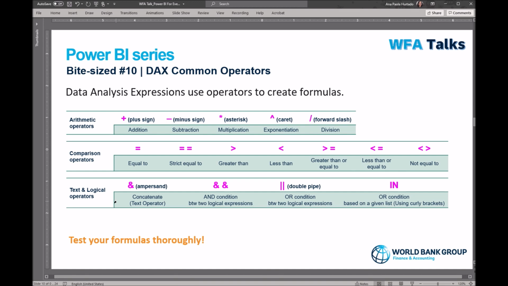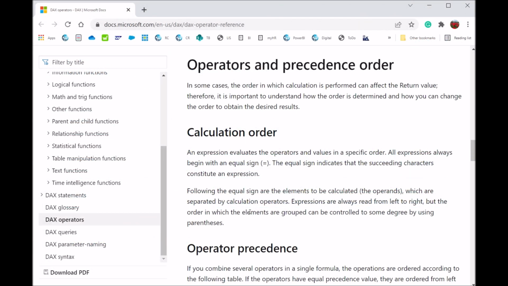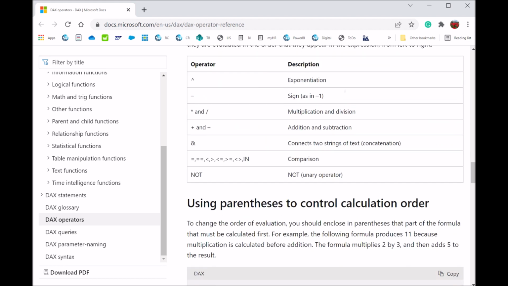Now let's head to the Microsoft page to learn about operator precedence. When your DAX formula includes multiple operators, DAX uses a rule to determine the evaluation order, which is known as operator precedence. Operations are ordered according to the following table.